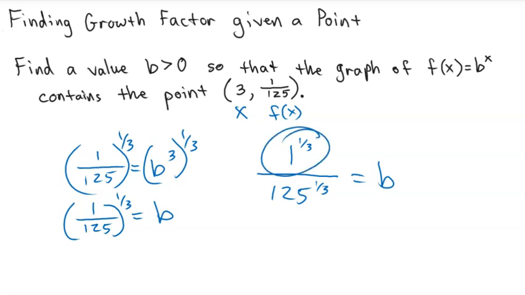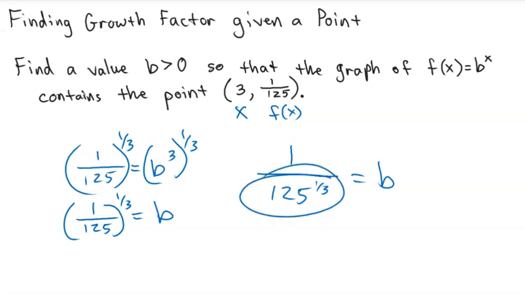Well, what is 1 to the 1/3 power? Well, 1 to any power equals 1. 1 to any power x is equal to 1, no matter what. So this automatically just equals 1. So I'm actually just going to get rid of the exponent because it's still going to be equal to 1.